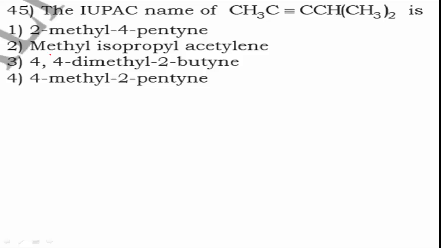Next, question number 45. The IUPAC name of the given compound is. Here one compound is given. See the structure of this. The IUPAC name of the compound is option 1 2-methyl pentyne, option 2 methyl isopropyl acetylene, option 3 4,4-dimethyl 2-butene, option 4 4-methyl 2-pentyne.